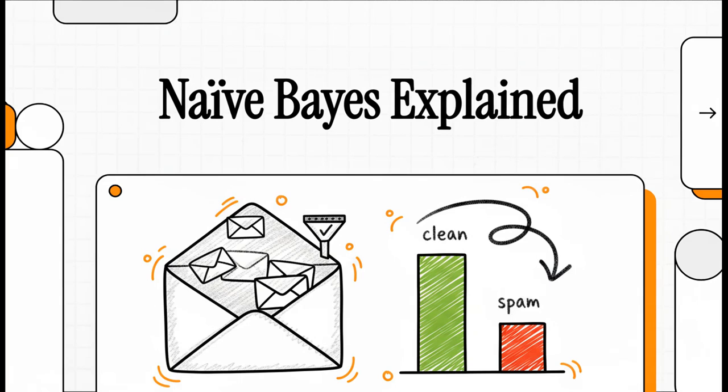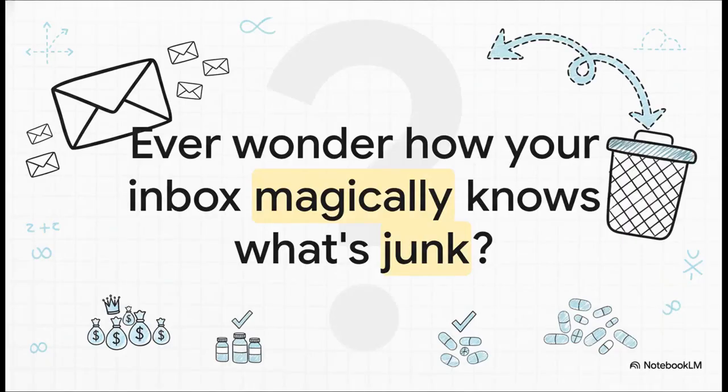All right, let's talk about something we all deal with every single day: spam. We're going to pull back the curtain on the unsung hero that keeps your inbox from completely overflowing with junk. I mean, have you ever really stopped to think about it? How does your inbox just know what's garbage? All those bizarre offers for things you'd never, ever buy? They just sort of vanish. It feels like magic, doesn't it? Well, it's not magic. It's actually some really clever math at work.